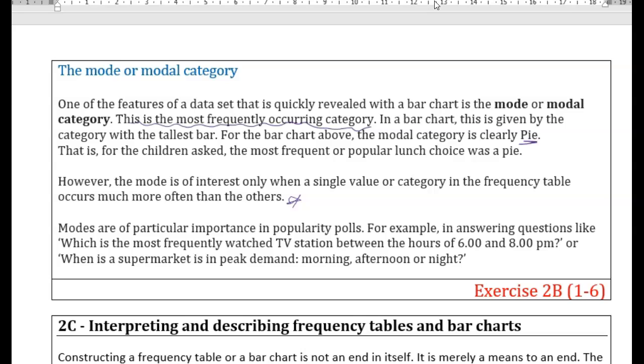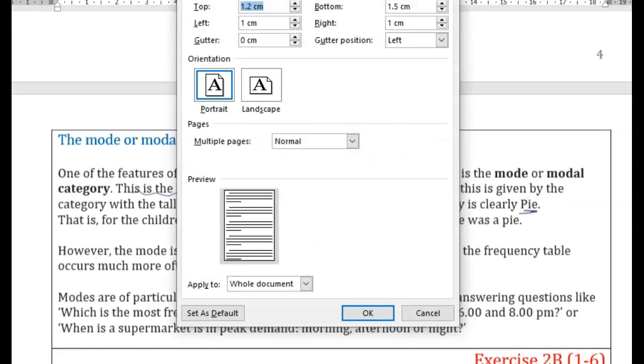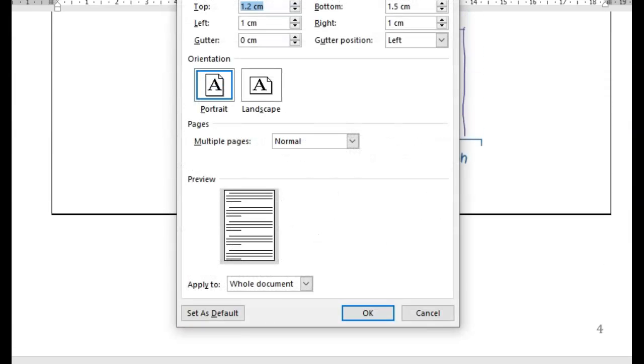Come on, why is it not letting me scroll? Let's just go back up. Sorry, let's get rid of that.